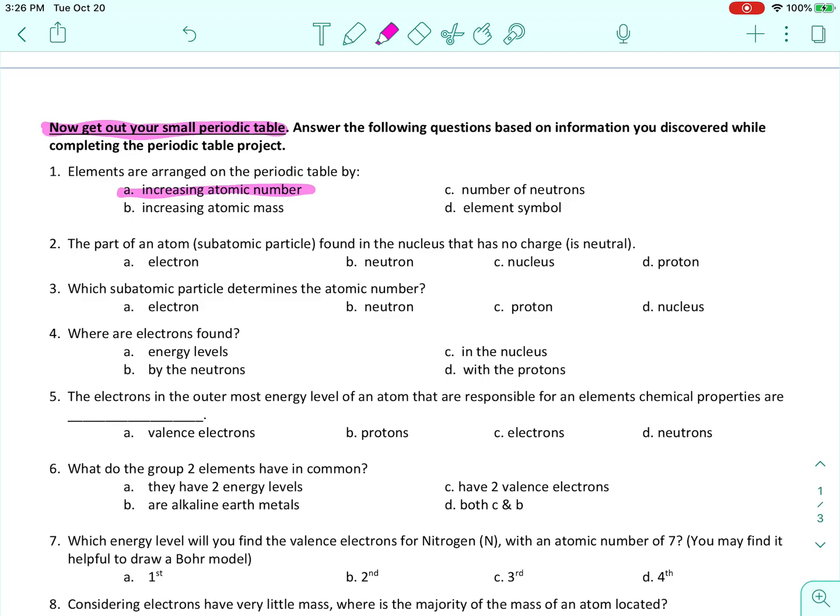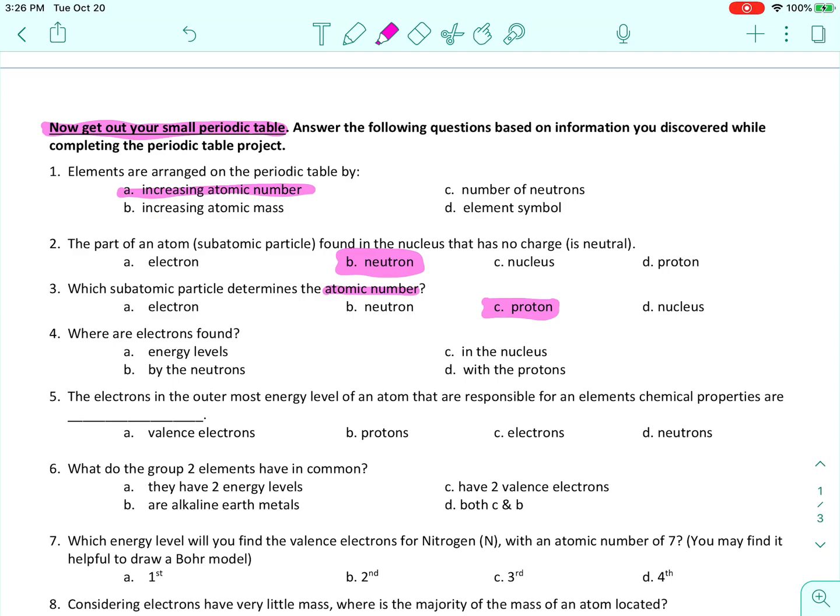The subatomic particle found in the nucleus that has no charge, or is neutral, is the neutron. The neutrons are neutral and in the nucleus. Which subatomic particle determines the atomic number? The atomic number is determined by the protons. The protons determine the atomic number, which determines the element.